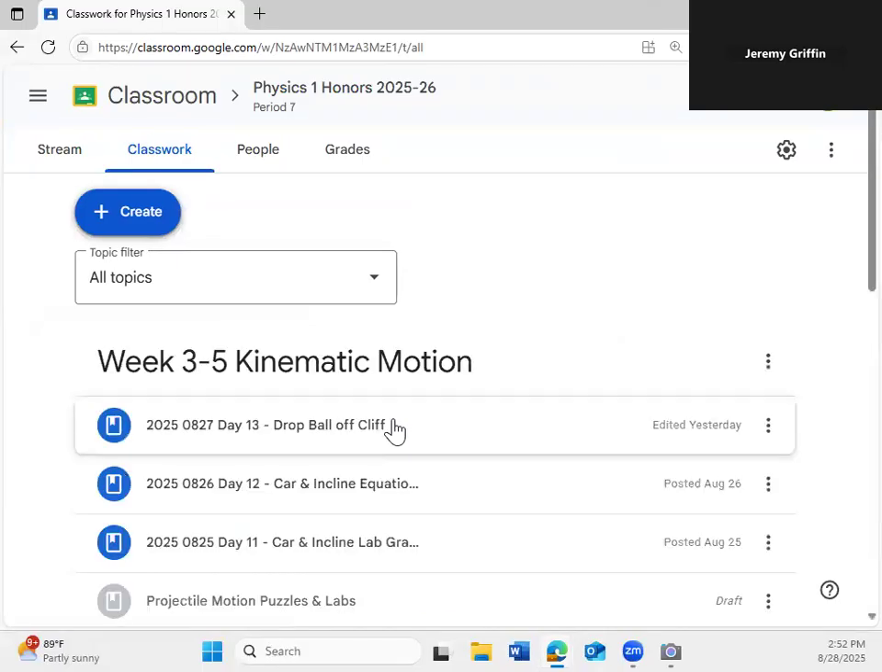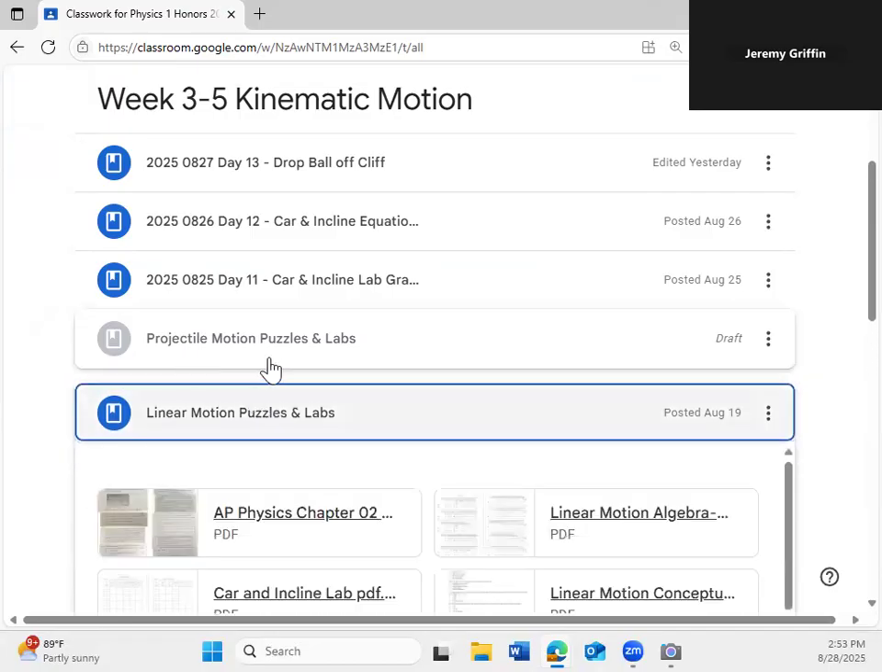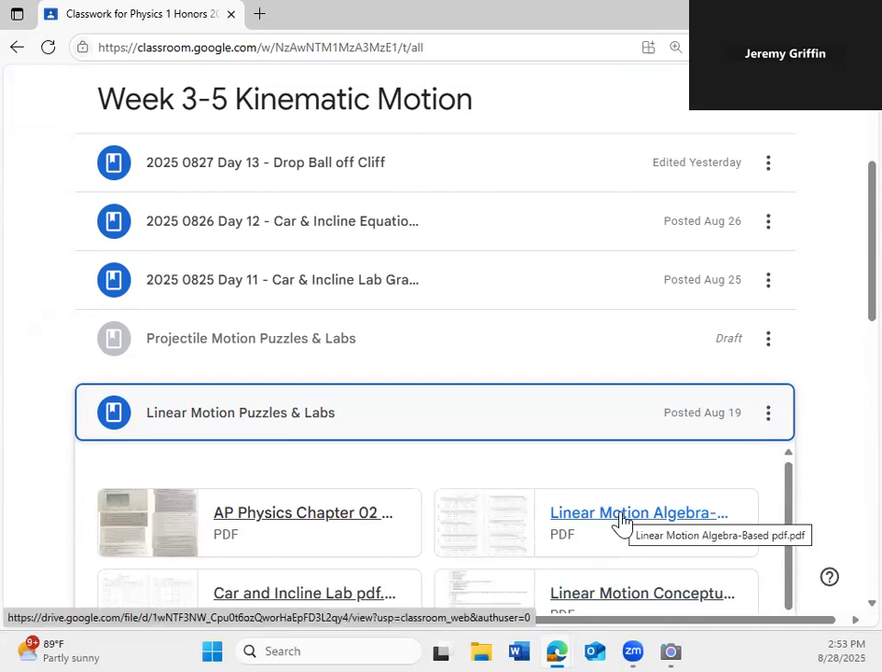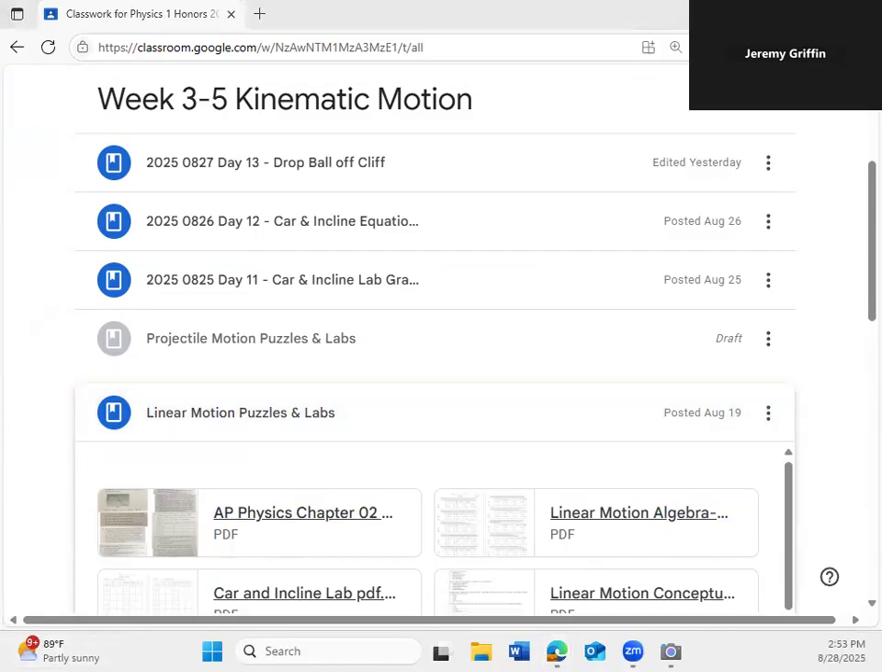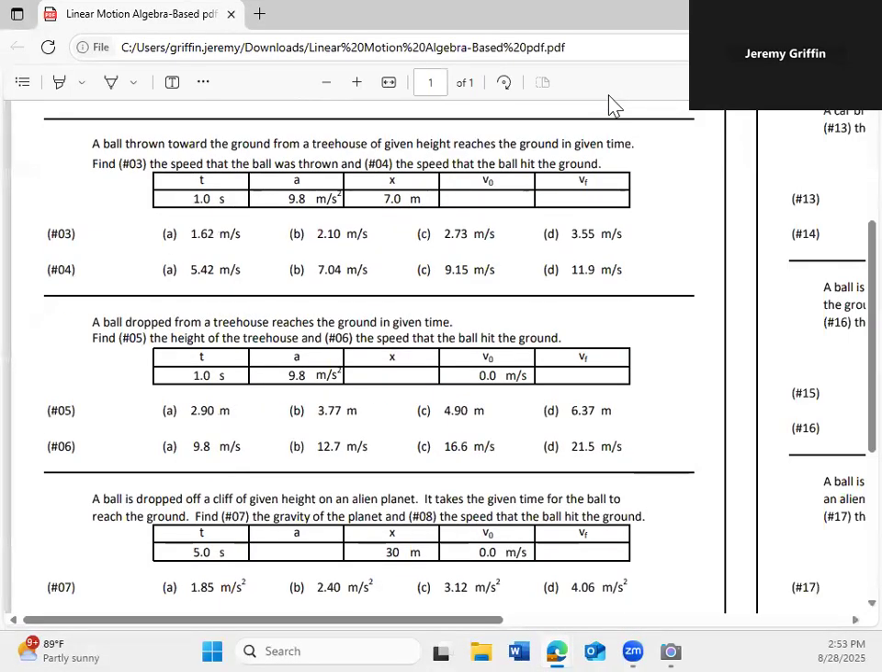To the beginning of this week, there's one that says linear motion puzzles and labs. I'm working on the projectiles, so I'm working on those you can't see yet, but these you can. So I think it's this one right here. It's the one that I meant to pull up, and I did load that earlier, so I have it right here. So it's really similar, but it's better in some ways because every one of these scenarios I can actually ask two questions about.